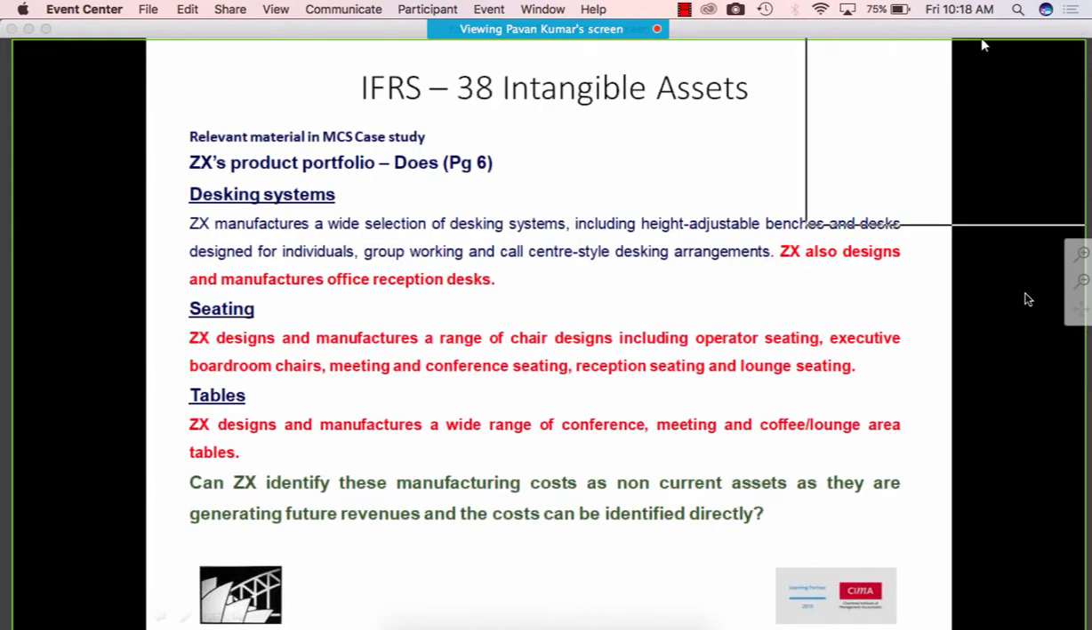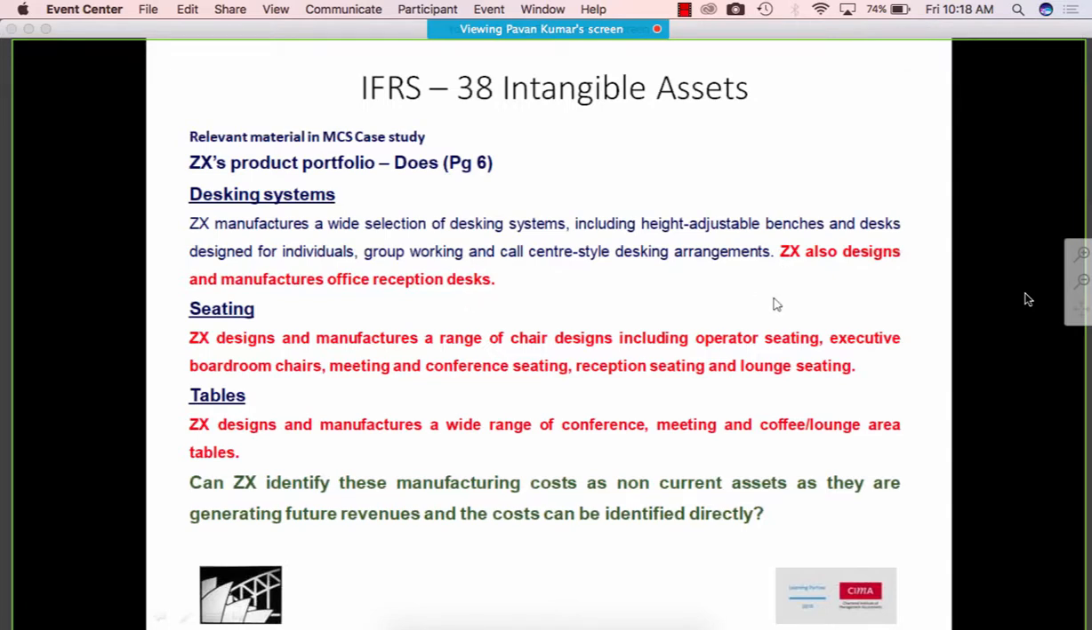So, some relevant material from the case study. ZX's product portfolio. What does it do? From page number 6, this is for the MCS case study. Desking systems. ZX manufactures a wide selection of desking systems, including height adjustable benches and desks designed for individuals, group working, and call center style desking arrangements. ZX also designs and manufactures office reception desks.